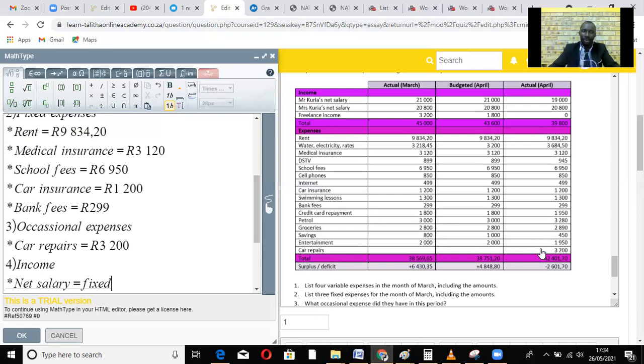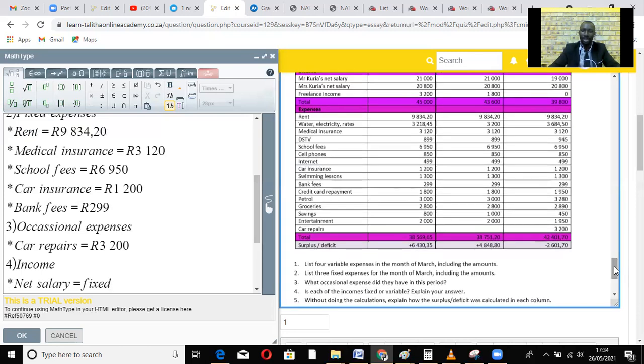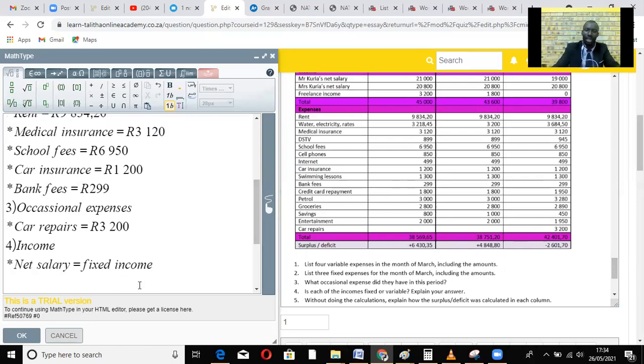Okay, so we would like to consider net salary a fixed income. Okay, that was the question. Net salary is going to be considered a fixed income. Now, the next thing that we would like to consider here is freelance income. How would we describe freelance income? Well, freelance income in this context is going to be considered a variable income, okay? We would like to consider freelance income a variable income.